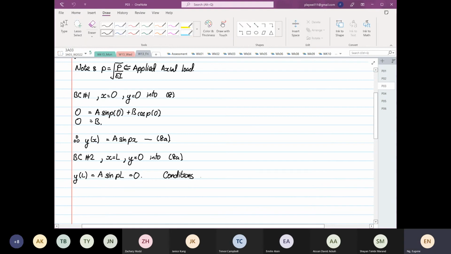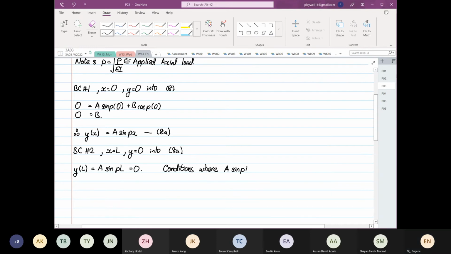So the conditions where A sine pL is equal to zero. I want us to concentrate more specifically on pL. We're going to let pL be equal to n pi, where n is equal to 1, 2, 3, 4, and so on and so forth.